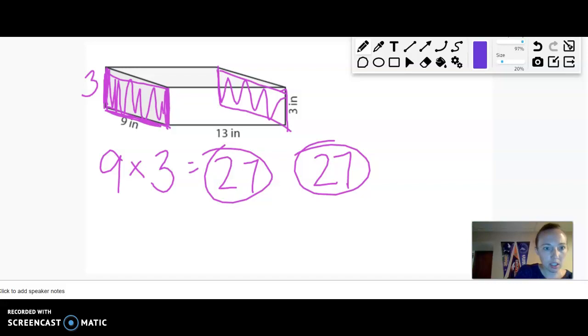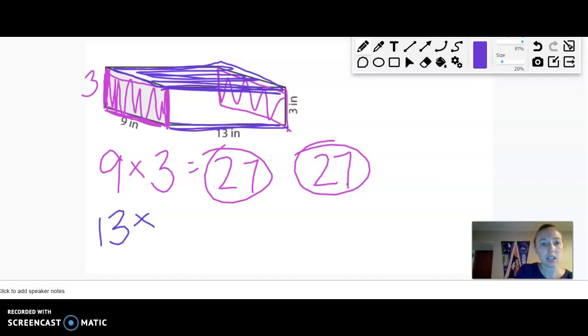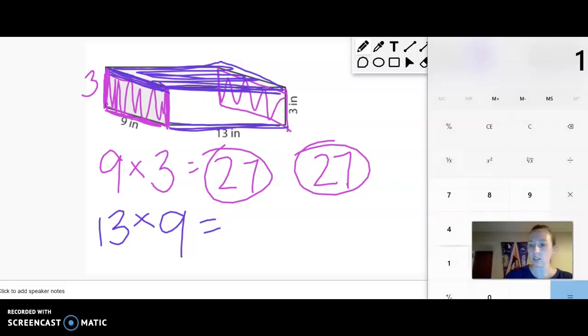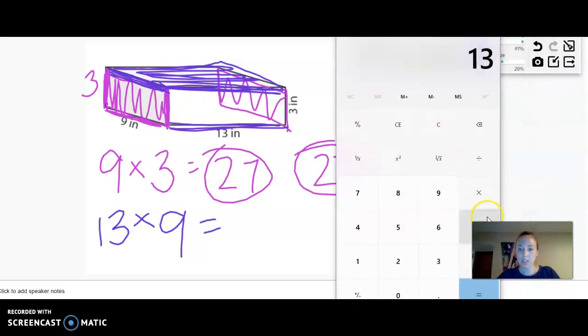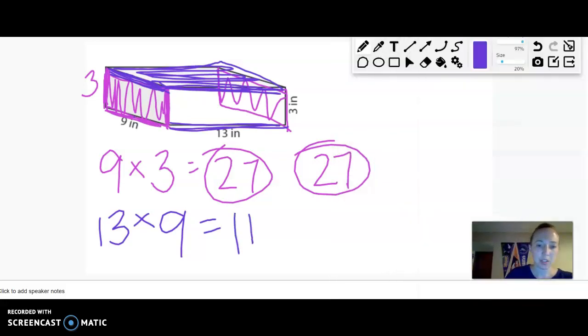Let's look at the top and the bottom now. So I can say, okay, this isn't labeled here, but it's equal to this, which is 13, times this over here. Again, I have to sometimes look at a different side, but it'll always be parallel to that. So that's 9. Okay, 13 times 9. 13 times 9 is 117. And I have the top and the bottom.